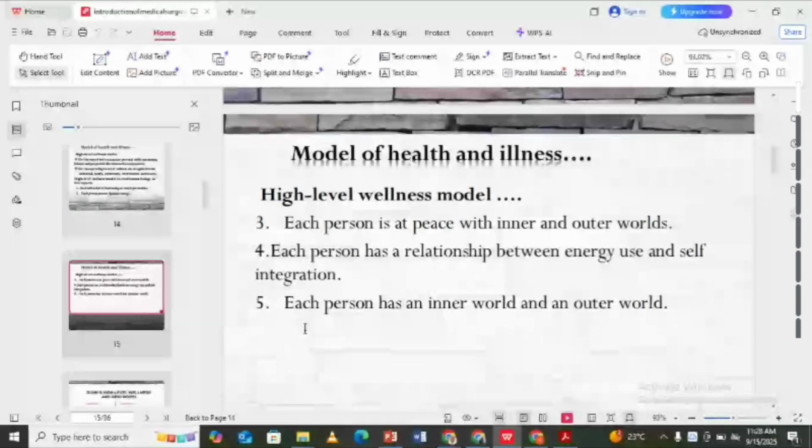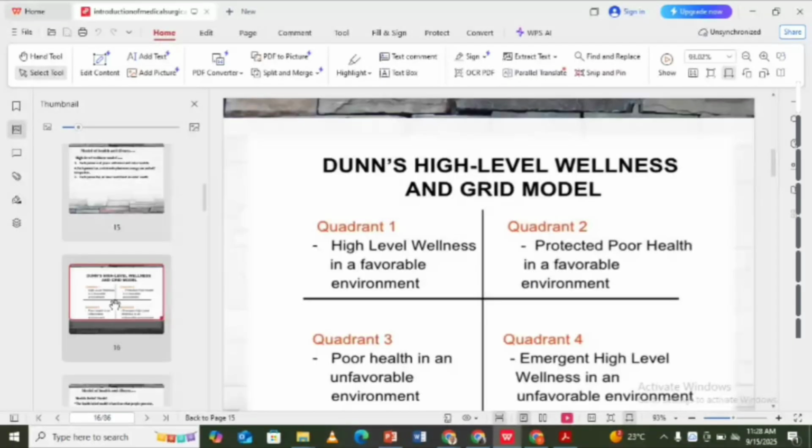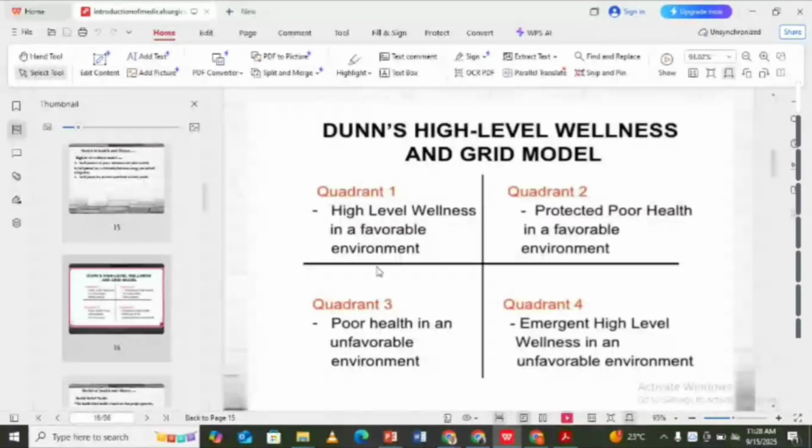Each person has a relationship between energy use and self-integration, how to balance the two. We all have inner worlds and outer worlds, again, which I've said we have control over. Then we have another model, the dance high level wellness and the grid model, which again now classifies health in various quadrants. Quadrant 1, where we have high level wellness in a favorable environment. The second one, protected poor health in an unfavorable environment where one has disease.